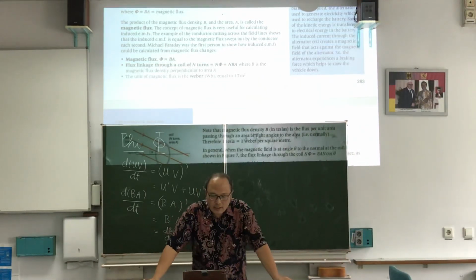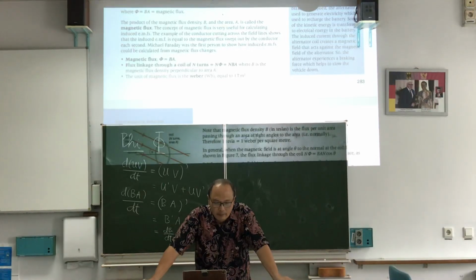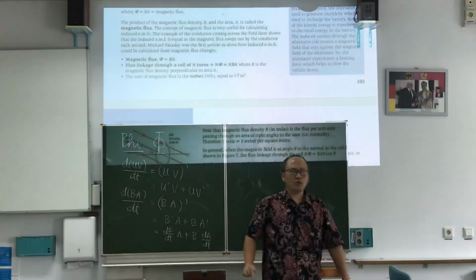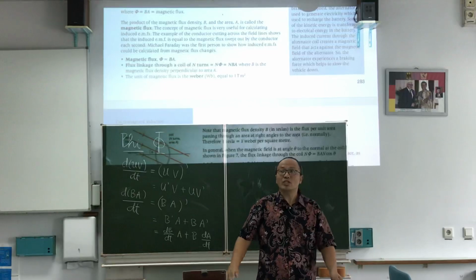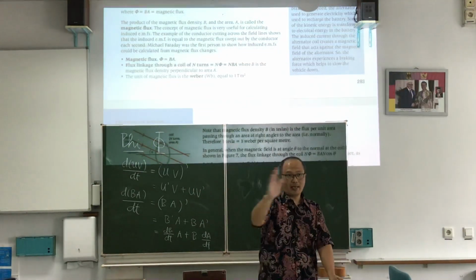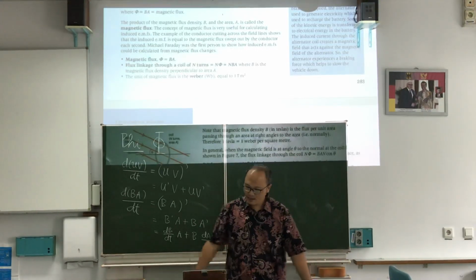The concept of magnetic flux is very useful for calculating induced EMF. The example of the conductor cutting across the field lines shows that the induced EMF is equal to the magnetic flux swept out by the conductor each second. Swept out. Überstreichen, sagt man das so? Ja, überstreichen. Die überstrichene Fläche. Yes, the swept out area. Is it clear, everyone?